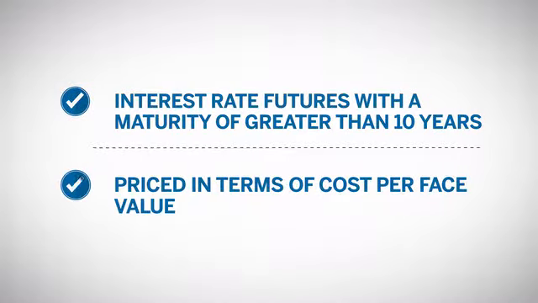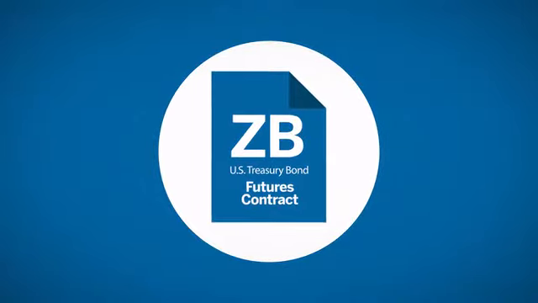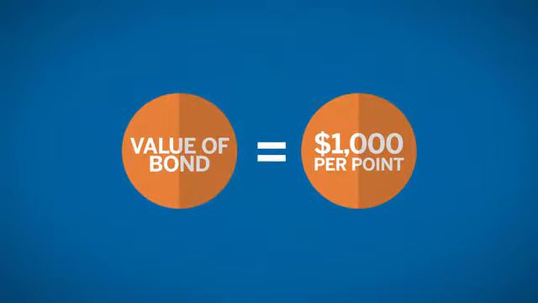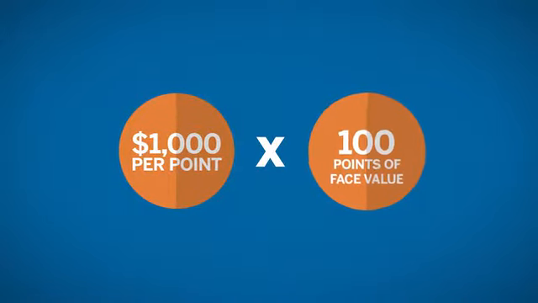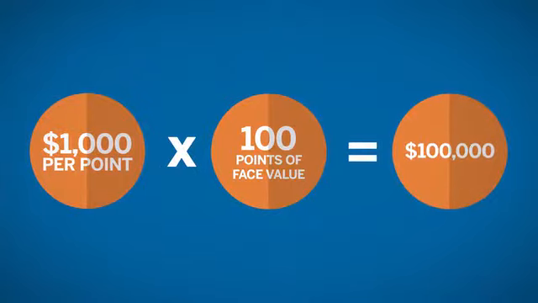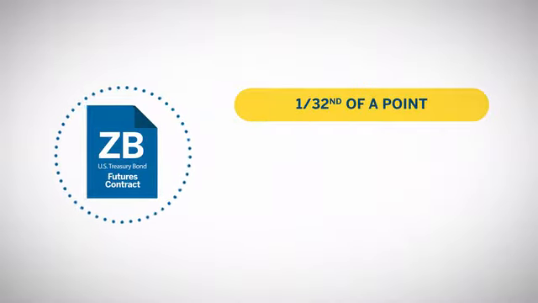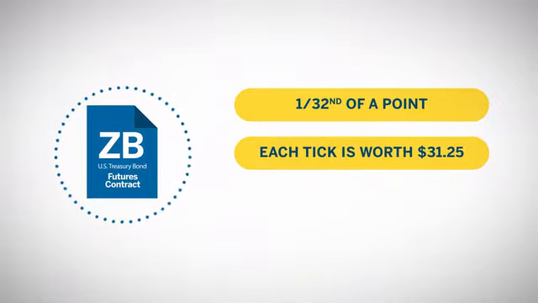Bonds are interest rate futures with a maturity of greater than 10 years. They are priced in terms of cost per face value. A contract like the 30-year bond futures, ZB, is worth $1,000 per point. They are priced based on a face value of 100 points for a total value of $100,000. The ZB contract is priced in full points and 1/32 of a point. Each tick is worth 1/32 of a point, or $31.25.